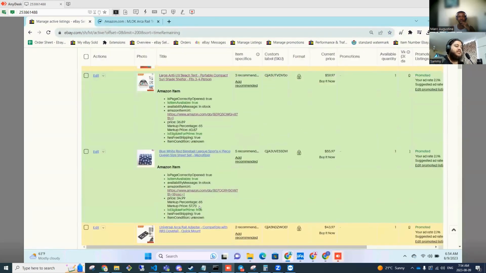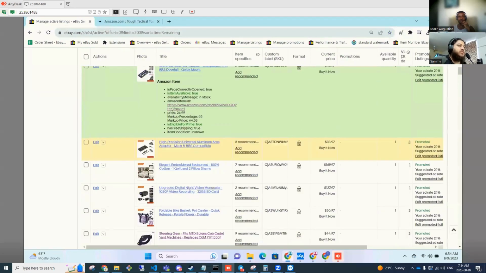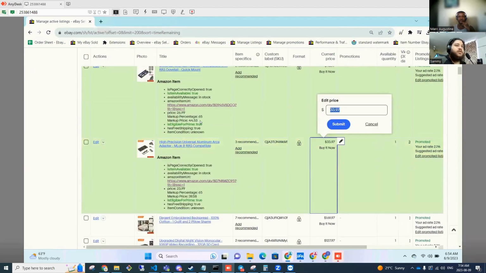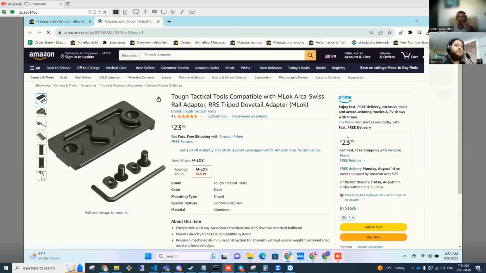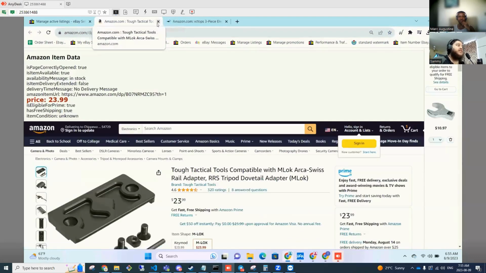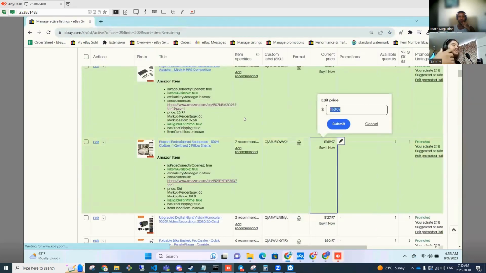It doesn't change the price because you can see all the information. The Amazon price is $26.99. Our markup is 65. Markup price is 44. By the way, see this? 39.79. It changed the price because it's showing that the Amazon price is $23.99. So if you click it, you can see that the Amazon price is $23.99. It changed because Amazon sometimes changes their prices.